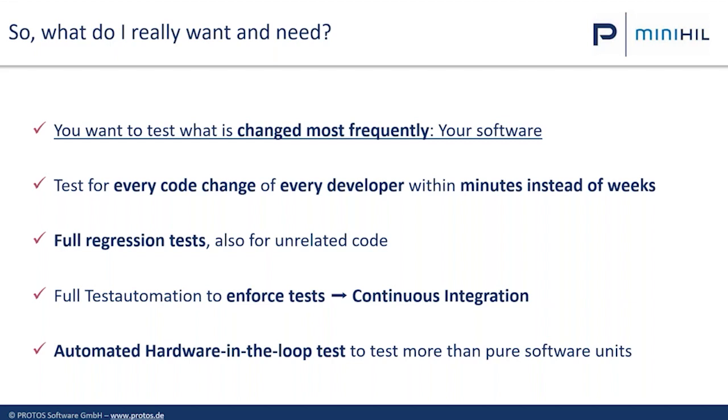The next thing you want is full test automation to enforce tests. So you want to find out about every change whether it works, and you can use continuous integration to really do that. So every commit needs to be tested within minutes. And the last thing is you want an automated hardware-in-the-loop test to test more than pure software units, because it's not a pure software system. It's a system that is a combination of hardware and software. So you need to at least test at the signal level all the IOs you have in your system, and by that test the complete software.